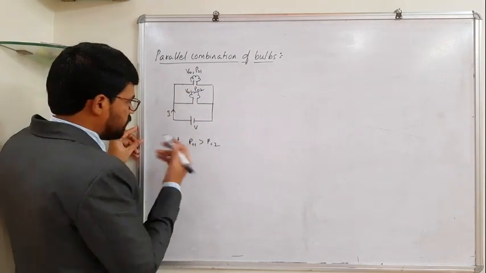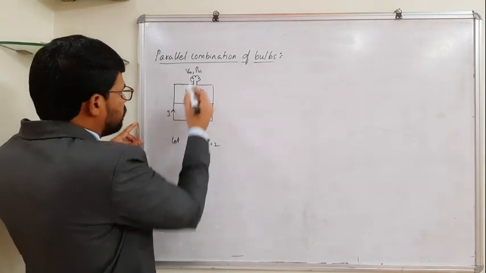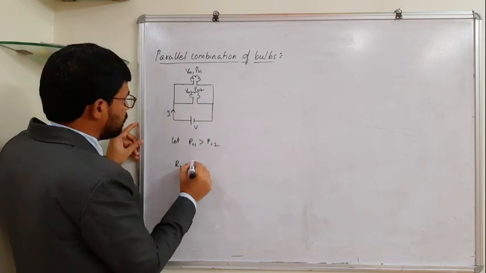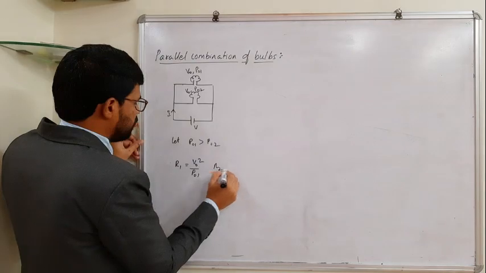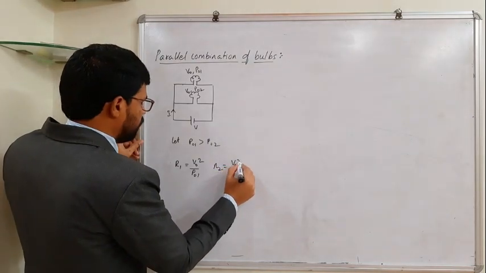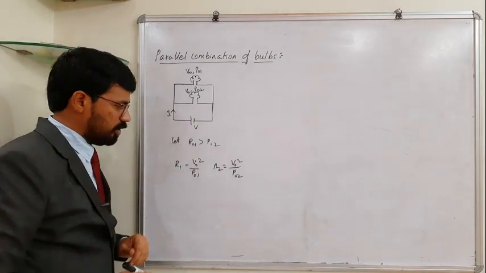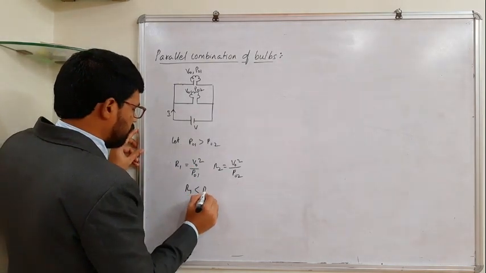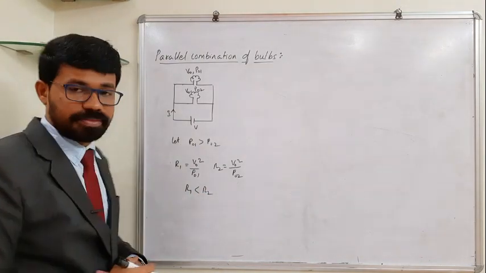Okay. So if this is the situation, let us first find out what the resistances are, the resistance of this bulb and the resistance of this bulb. Resistance of the first bulb can be written as R1 is equal to V0 square by P01, and resistance of the second bulb R2 is equal to V0 square by P02. Since P01 is greater than P02, R1 will be less than R2. Like in the previous case, R1 is less than R2, isn't it?